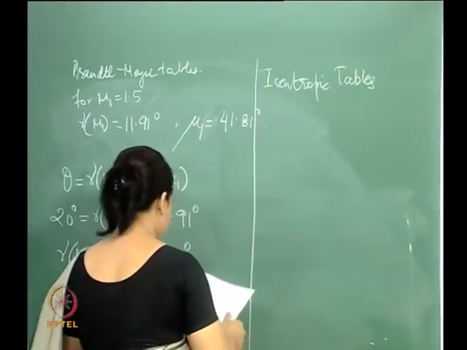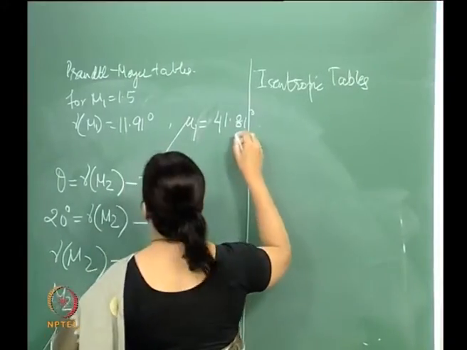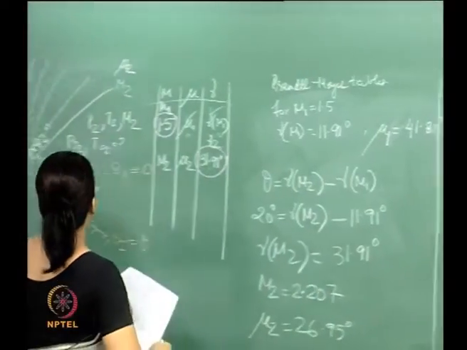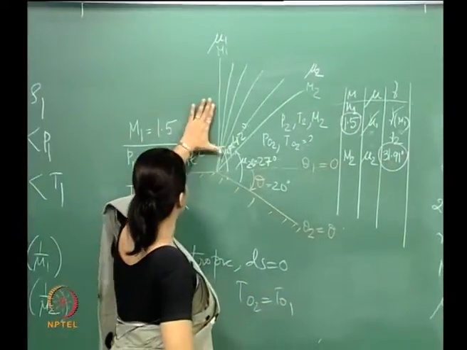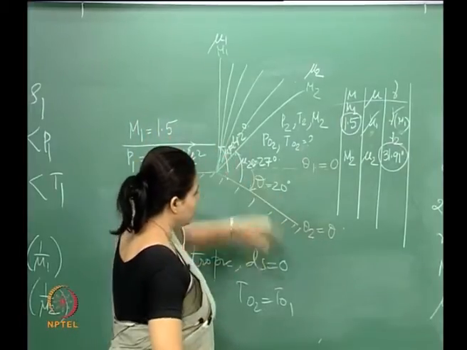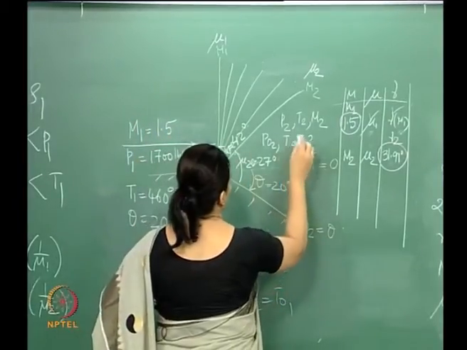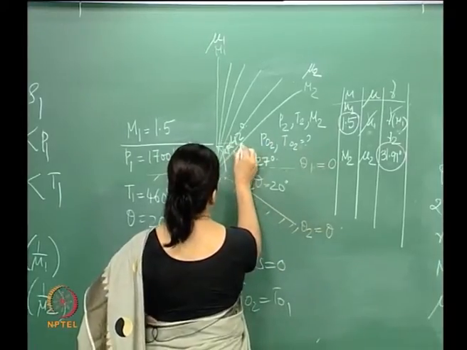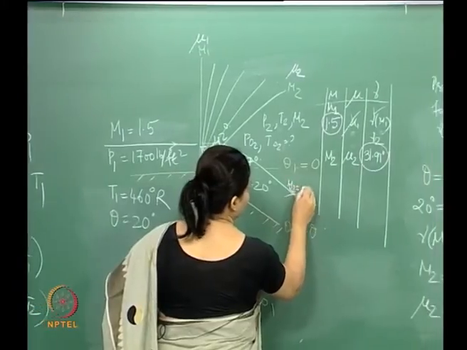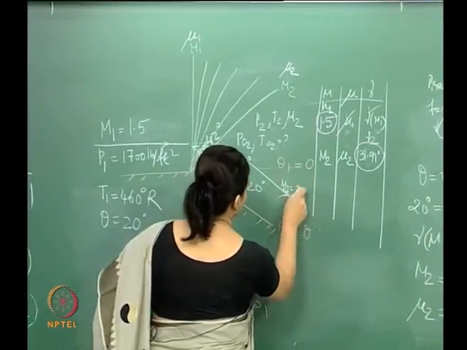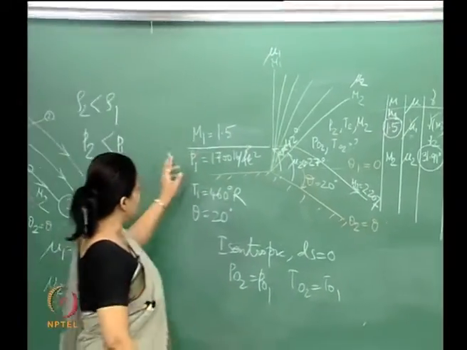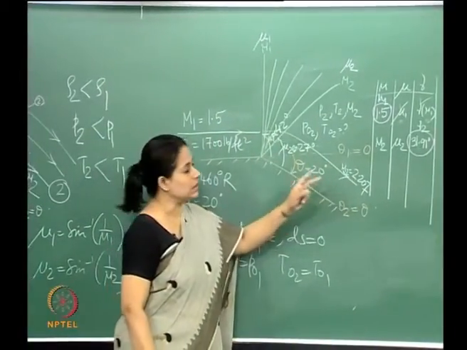So, for the first case, M1 is 1.5. So, we go from M1 equal to 1.5 to M2 here. So, this goes like that. M2 is around 2.2. So, basically, the Mach number has increased.